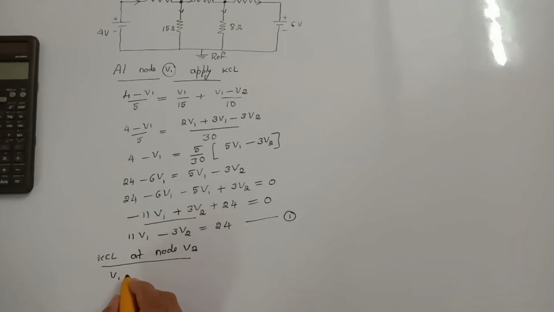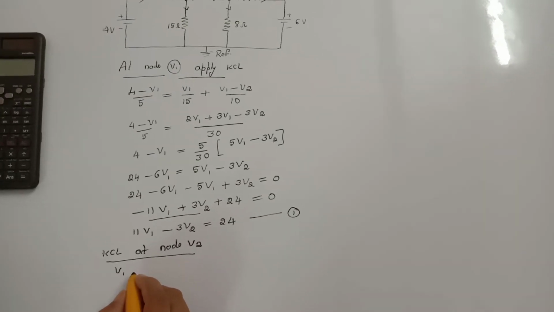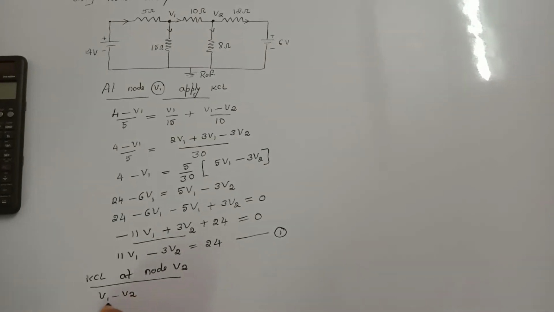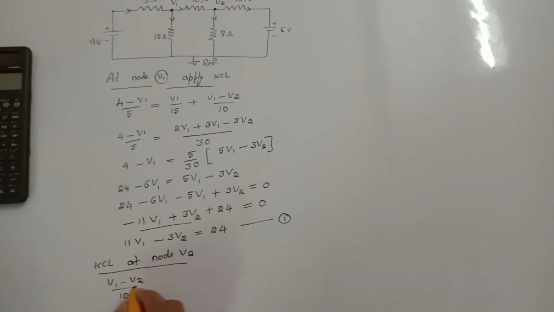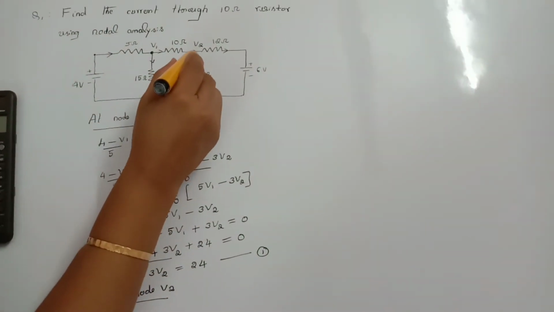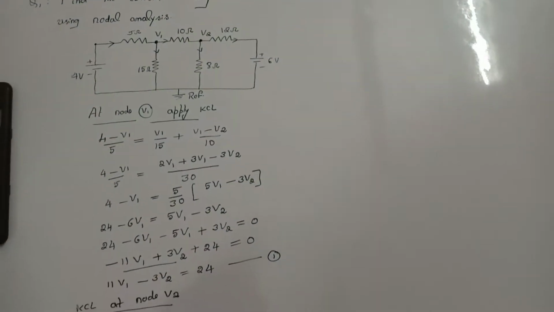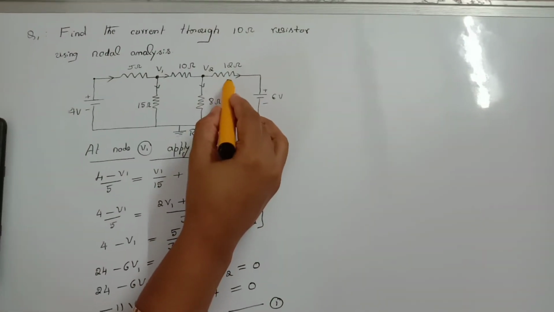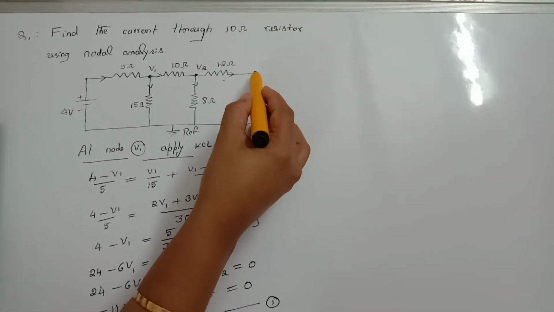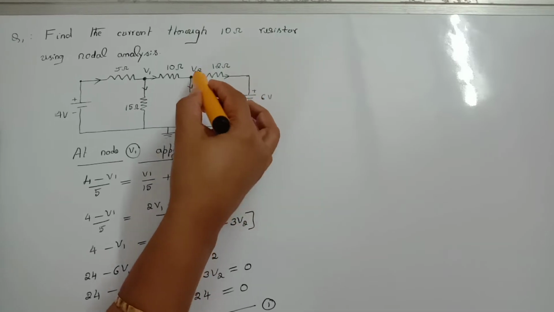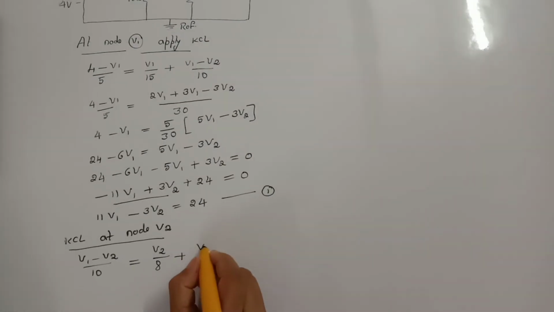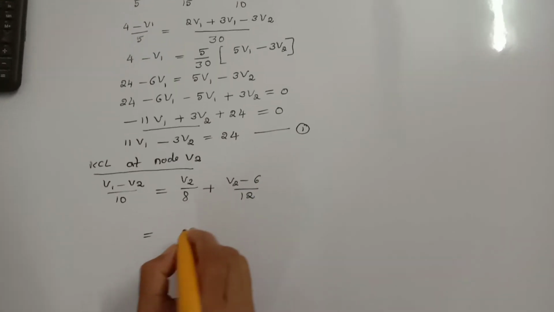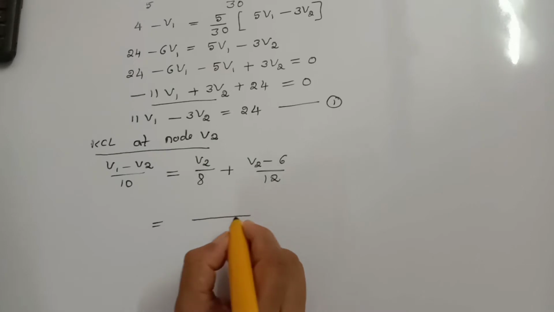So at V2 the current (V1 minus V2) divided by 10 is equal to, now this current through 8 ohm is V2 by 8. So I will get V2 by 8 plus the current through 12 ohm, which is the potential difference between V2 and this potential here, which is 6 volt. So it is (V2 minus 6) divided by 12. Now we will simplify this by taking the common denominator.